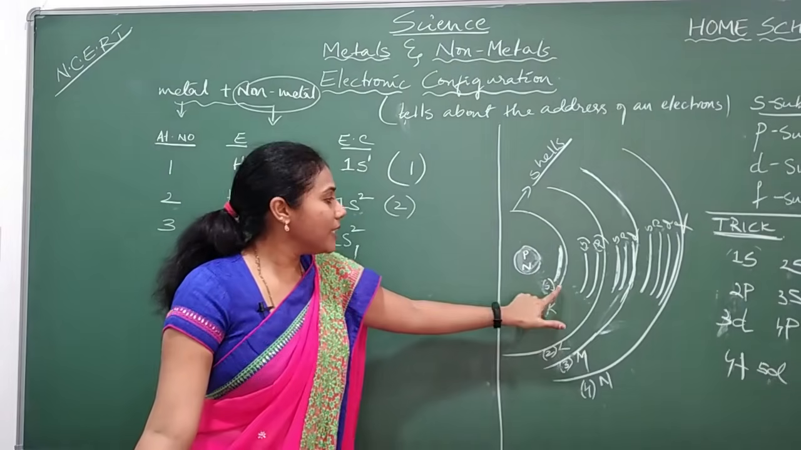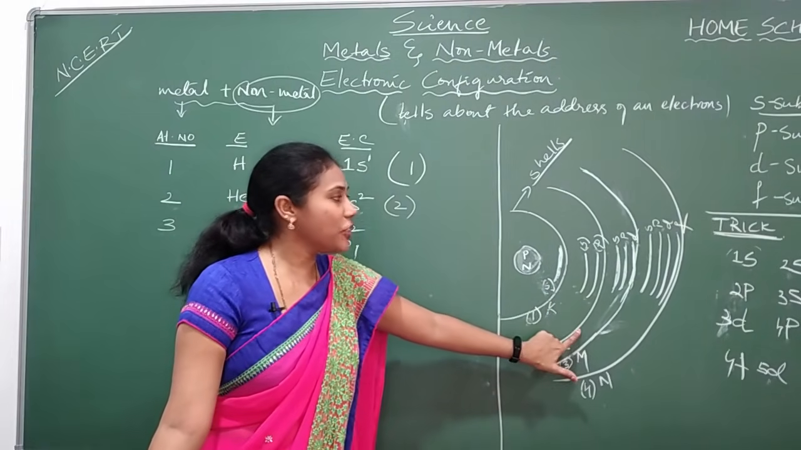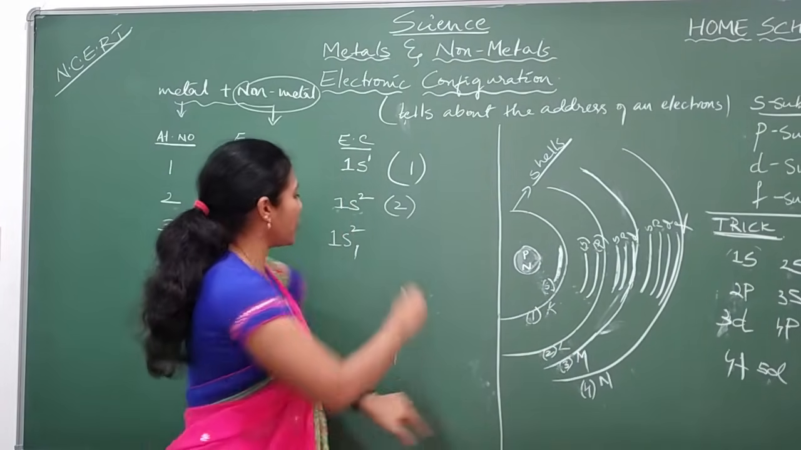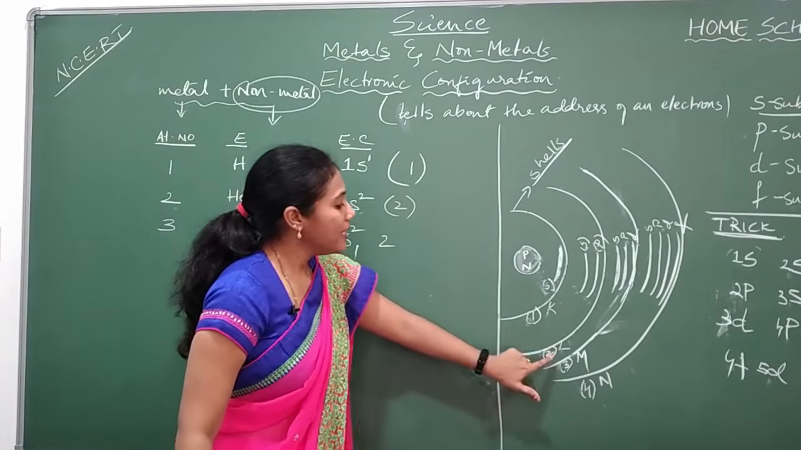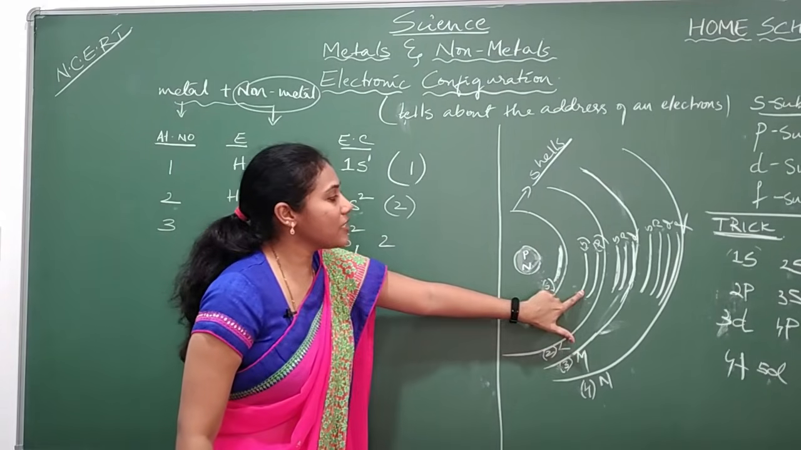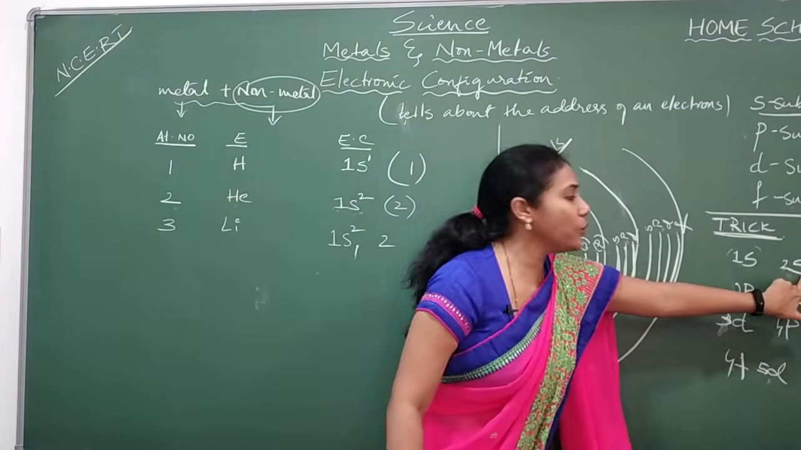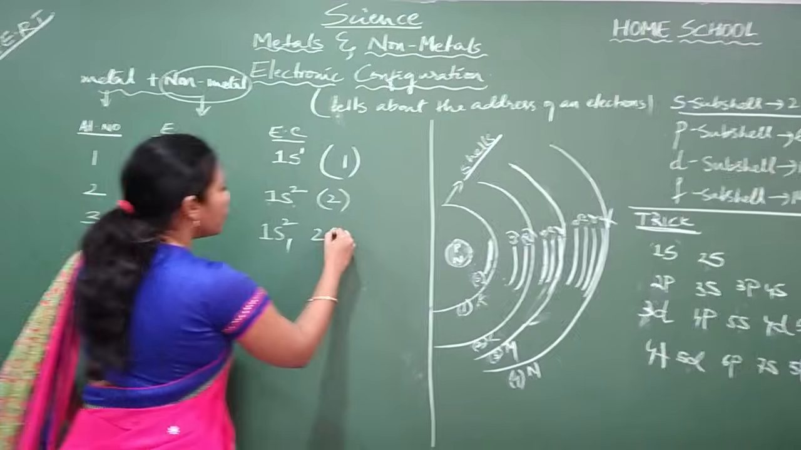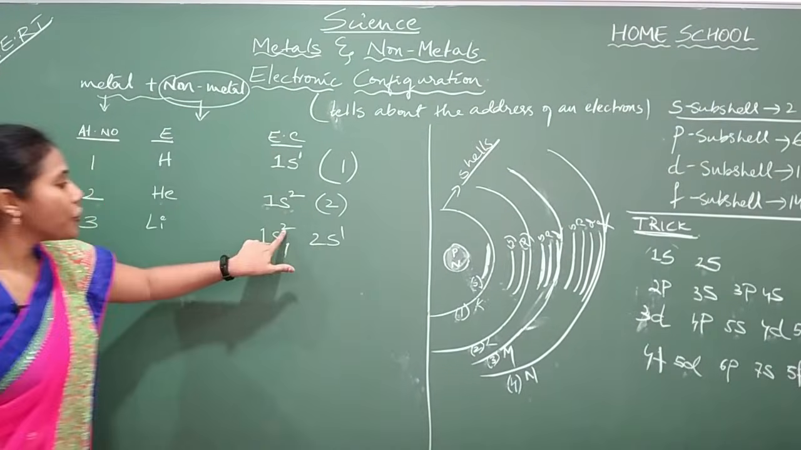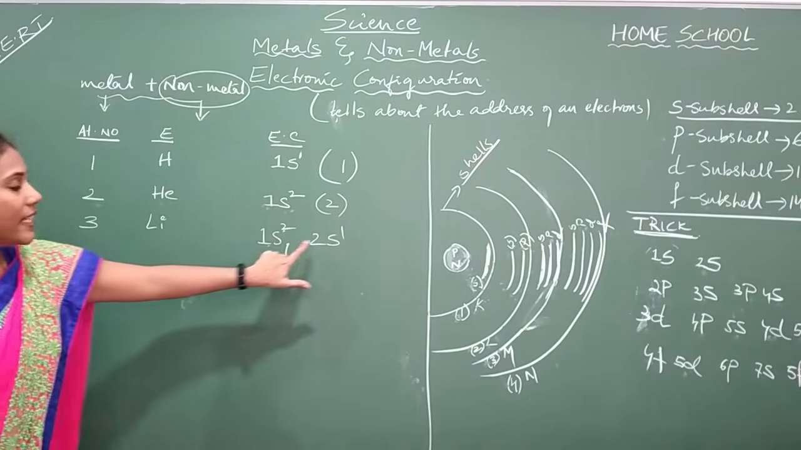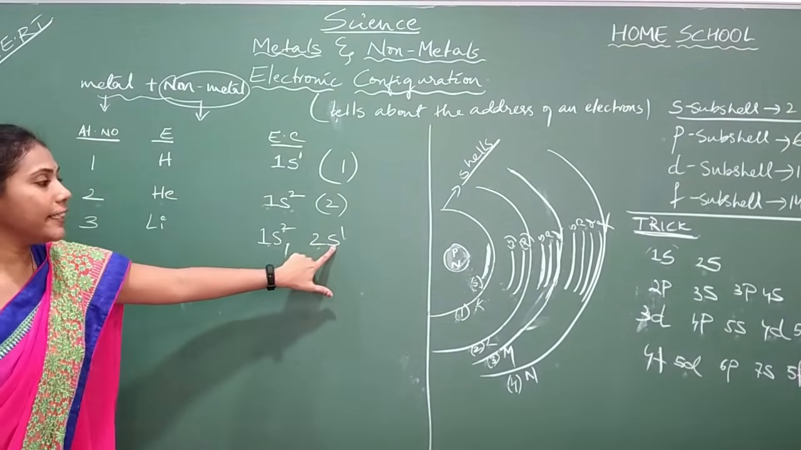Yes or no? The third electron must go to the second shell only. Okay? Second shell, third electron must go to second shell. In that, the first subshell is the s subshell. That is the 2s orbital. Okay? So 2s1. So 2 electrons will be present in 1s and 1 electron is present in 2s.